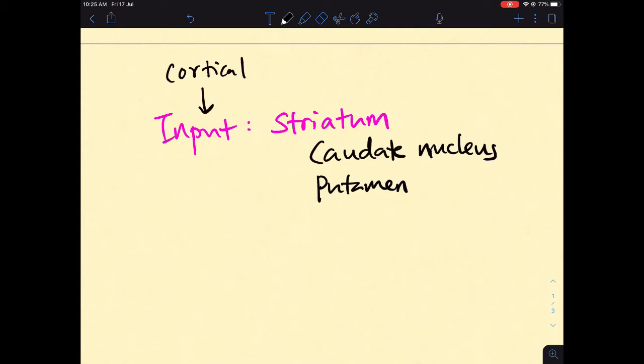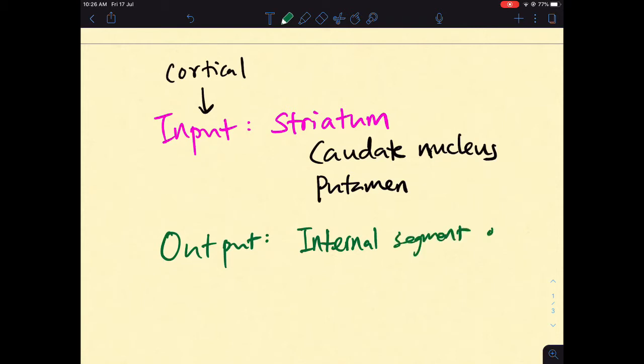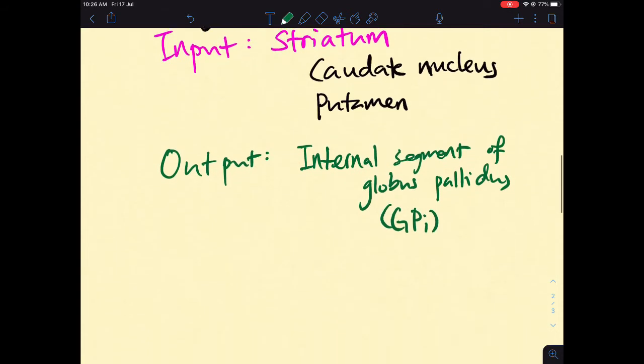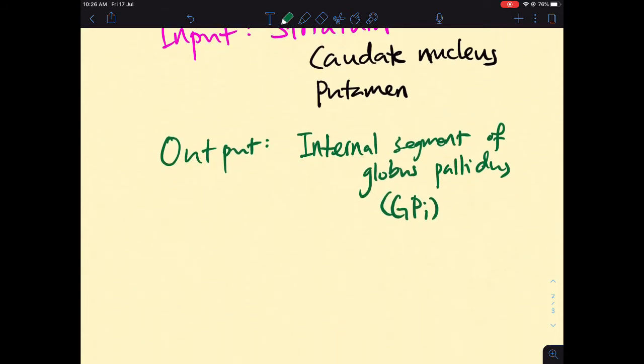So what's the output? Because we know the basal ganglia sends fibers out to the thalamus. Our output is by the internal segment of the globus pallidus, or globus pallidus interna, and also the pars reticularis of the substantia nigra.